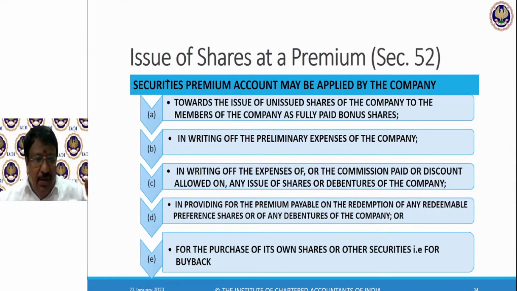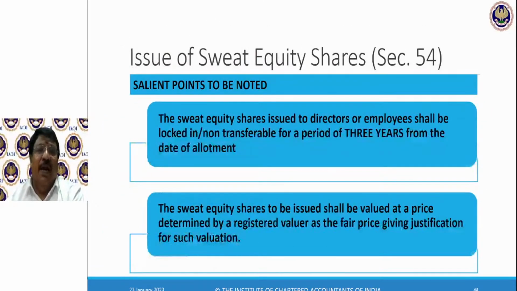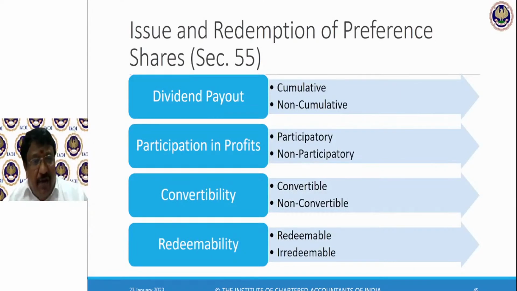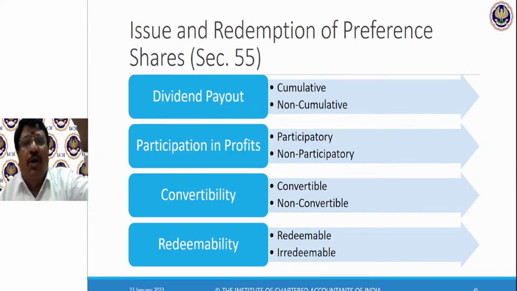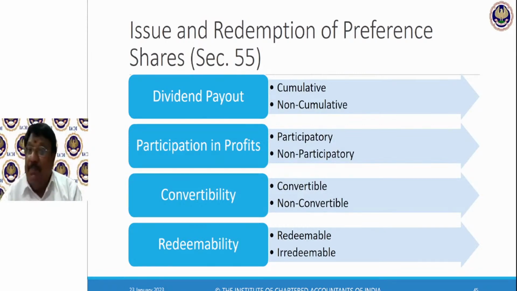Now, my question is this. In case I'm converting convertible preference shares, at the time of conversion, I'm converting at a premium. Can I use securities premium account for writing off that premium? Are you able to understand the question? The section says redemption. If I'm converting a preference share into equity, at the time of conversion, I'm converting at a premium. A 100 rupee preference share, I'm converting at 10 rupees premium. No problem. That premium, can I write it off using securities premium account?